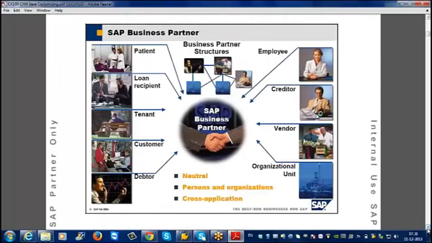Who can be a business partner in CRM system? Based on the business scenario, anybody can be a business partner in the system. An employee can be a business partner, a creditor, vendor, an organization unit itself, a debtor, customer, tenant. It's based on the scenario, anybody can be a business partner in the system.